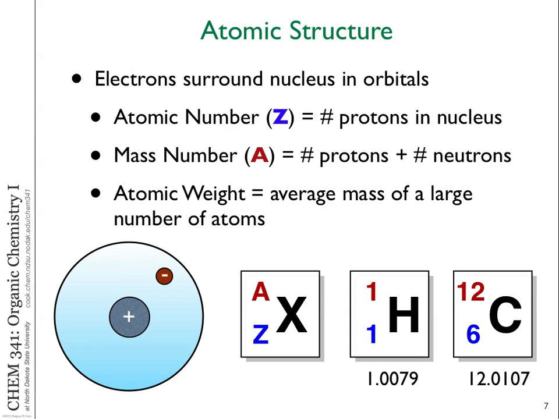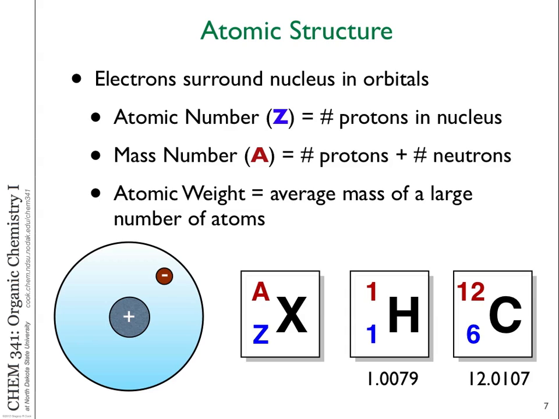It has a mass number of 1, because there are no neutrons, and the mass number is the number of protons plus neutrons, which are about equal in mass. Carbon, on the other hand, has an atomic number of 6. Carbon has 6 protons, but the mass number is 12. What does that tell you? 6 neutrons. There are 6 neutrons also, in addition to the 6 protons in carbon.